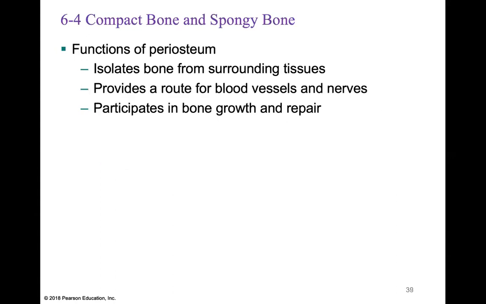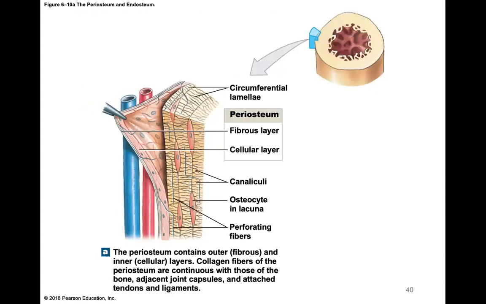The periosteum will function to isolate bone from the surrounding tissues. It also provides a route for blood vessels and nerves to enter into the bone tissue, and it helps in participation of the bone growth and repair, mainly because you're going to find osteoblasts and osteoclast cells present in the periosteum. And if you look here, this is just that outer covering that we find on the bone here.